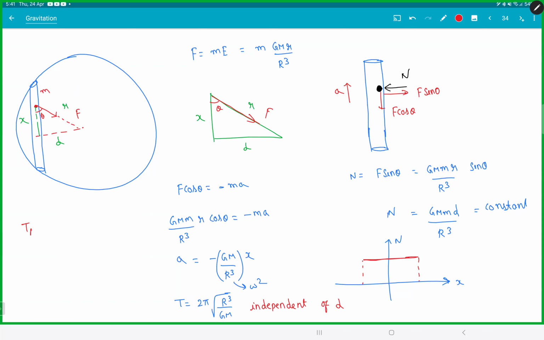You're asking the time period only to go from A to B, so that will be only half of the time period, T by 2. It's only a one-way journey, isn't it? What you found was time taken to go down and come up.